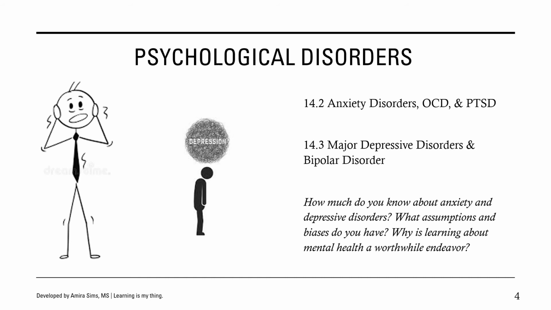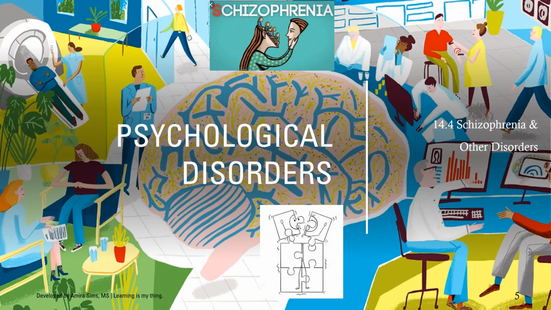So I would really encourage you to read about anxiety disorders and obsessive compulsive disorder and post-traumatic stress disorder, and also read about bipolar and major depressive disorder in Chapter 14. The final section in Chapter 14 focuses on schizophrenia and other disorders. Schizophrenia is sometimes referred to as the cancer of mental illness because people who have been diagnosed with schizophrenia are suffering from a thought disorder.